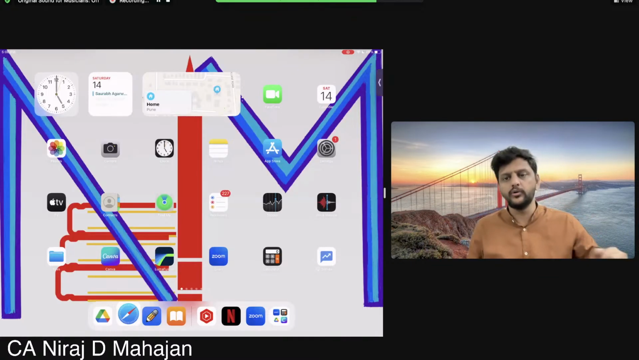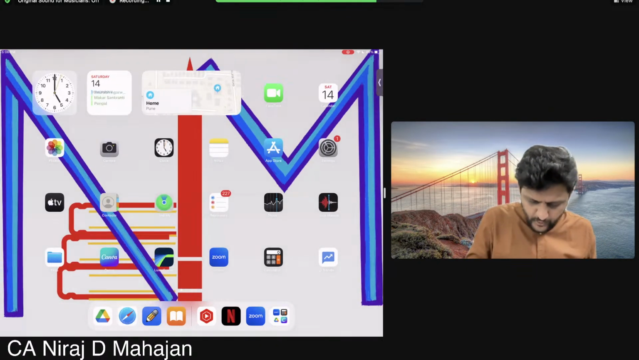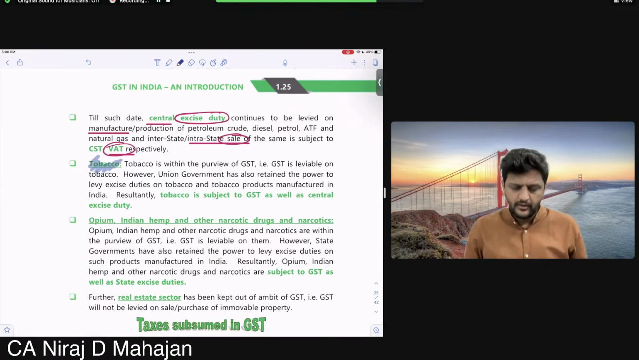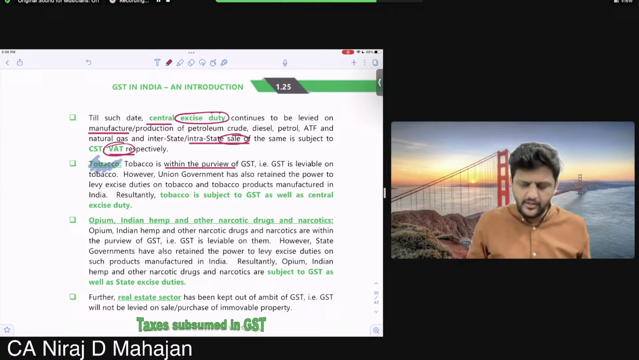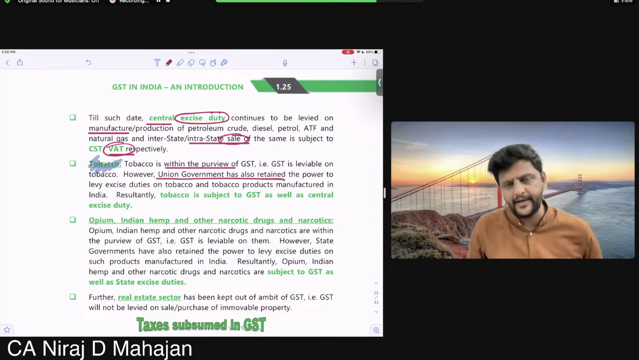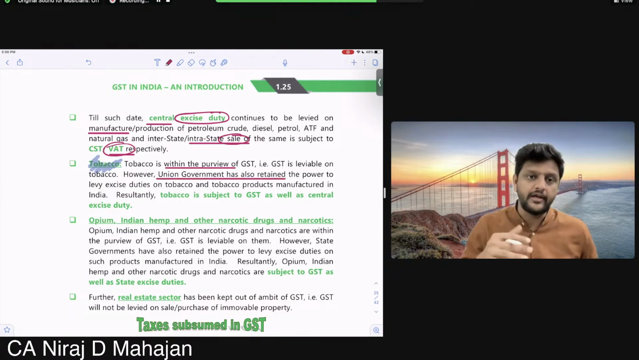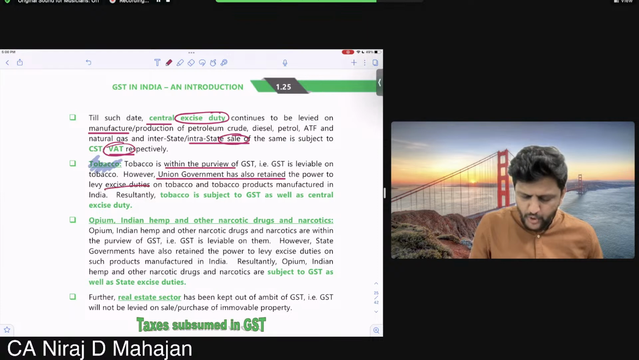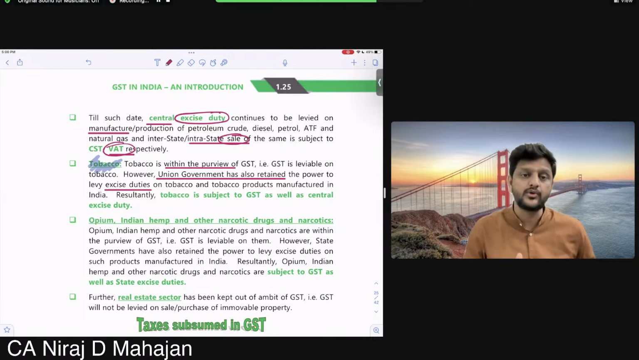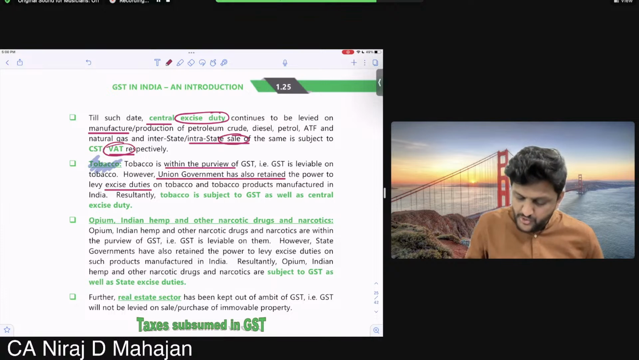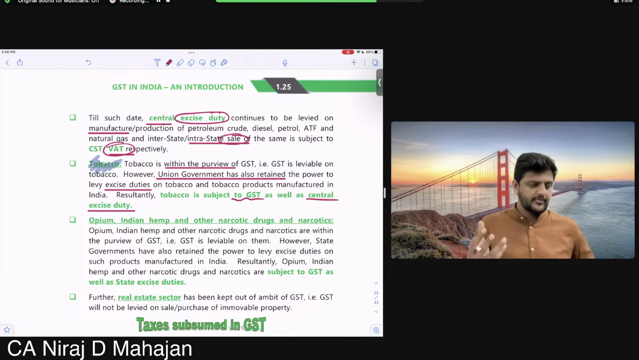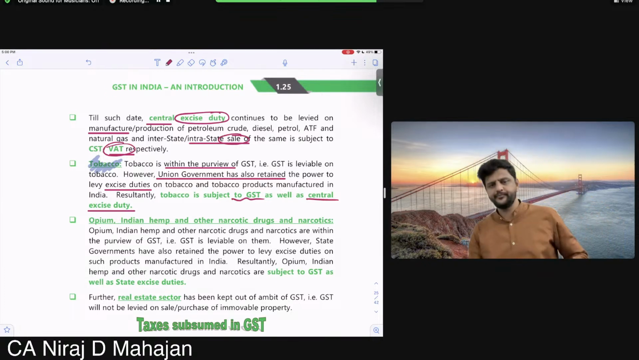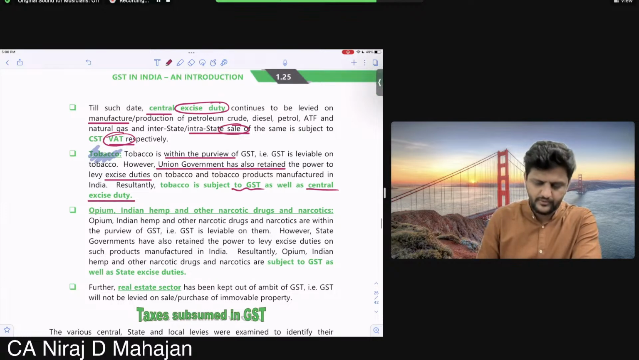Okay, fine. Tobacco, yes, tobacco. Again, sin goods are within the purview of GST. GST is leviable. Union government has also kept the power to levy excise duties on tobacco and tobacco products manufactured in India. So as of today, tobacco is subject to GST as well as central excise duty. Look at the greediness of the government also. Not willing to share the tax now.